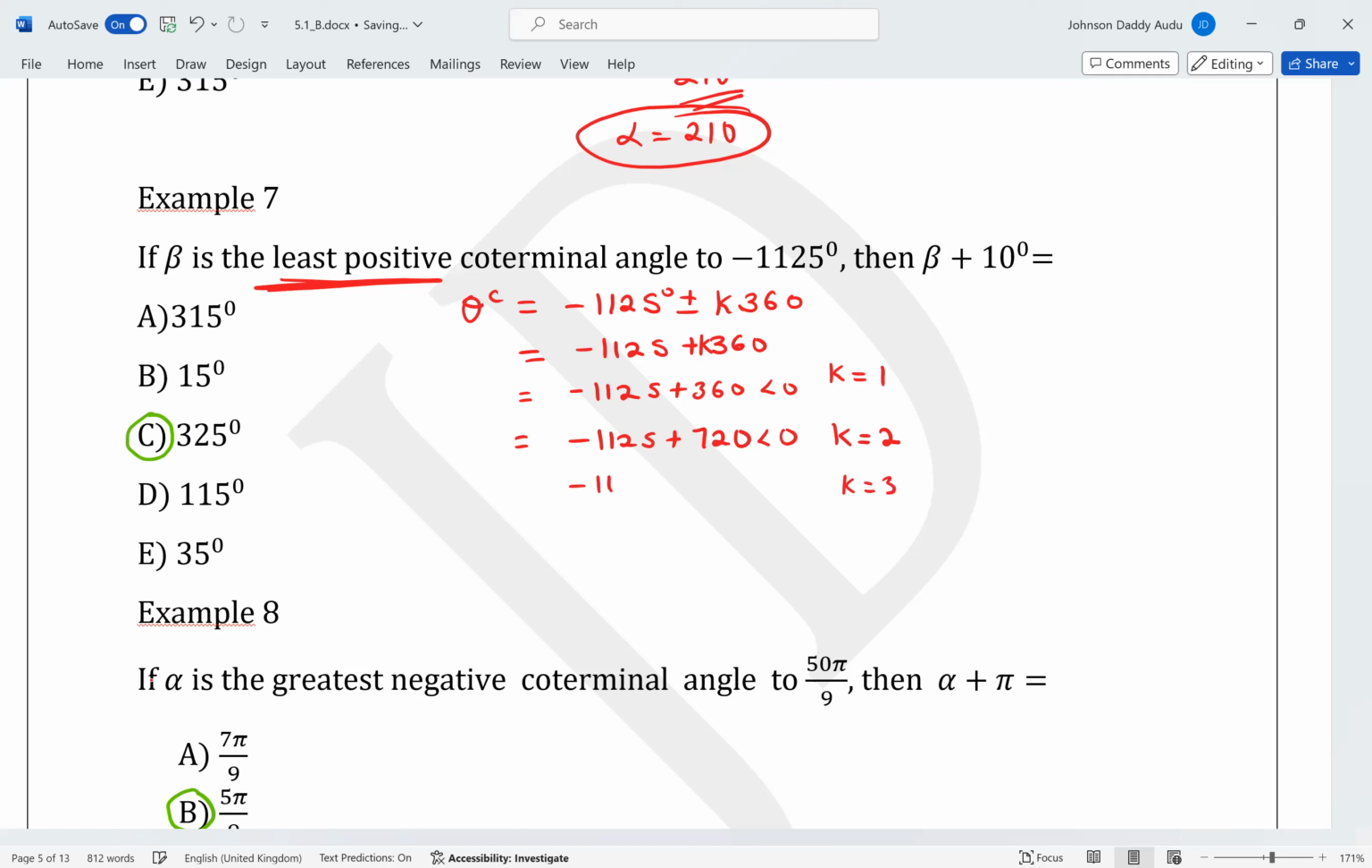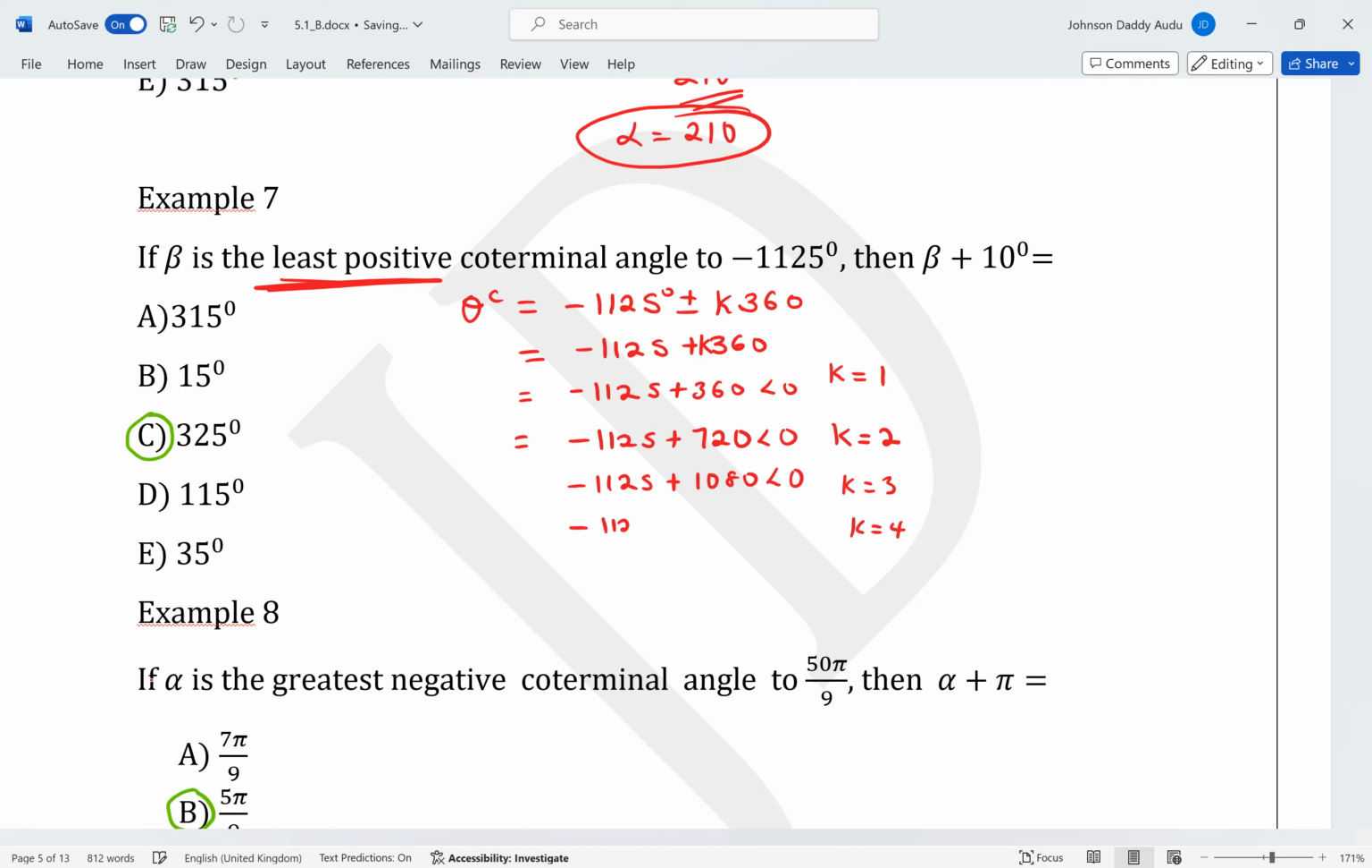K equals 3, you have minus 1125 plus 1080. Now, if you look at this number, which one is bigger? Minus 1125 is still bigger, and it's the one that is negative. So it means that this is less than 0, right? So it means we need to go for another k. So we keep increasing the k.